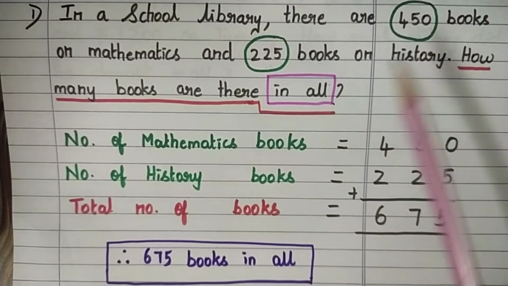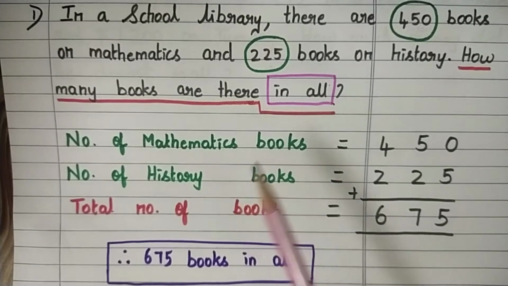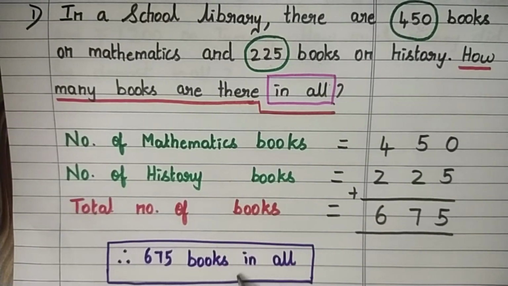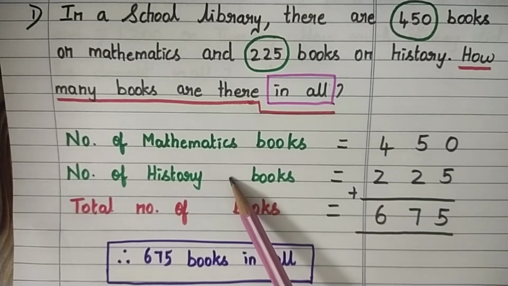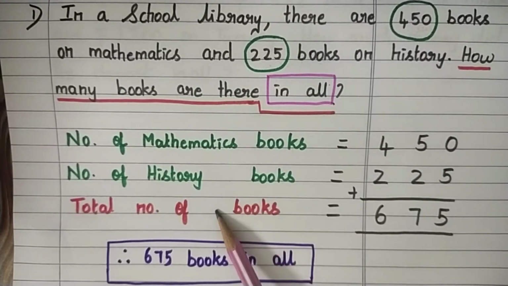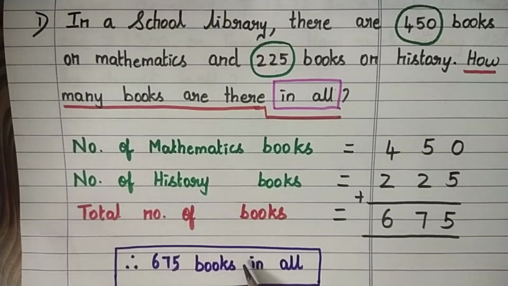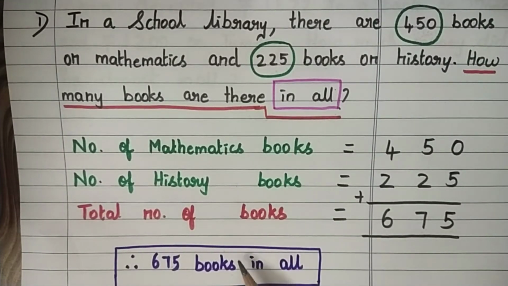For the first information, an information statement. For the second information, an information statement. For the question, an answer statement. And what is this? This is a final answer statement. So for each word problem, we have to write the information statements, the answer statement and the final answer statement. Remember that, children? Children, you call this a final answer statement. How to write a final answer statement? From the question only we need to write a final answer statement, children.